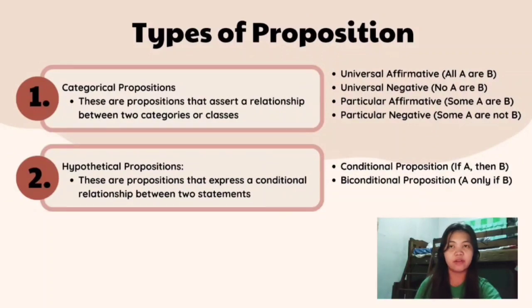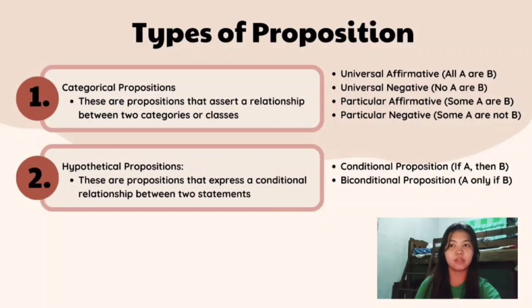In logic, there are several types of propositions that can be used to construct arguments. Here are some of the most common types of proposition. The first one is categorical propositions. These are propositions that assert a relationship between two categories or classes. They can be of four types.